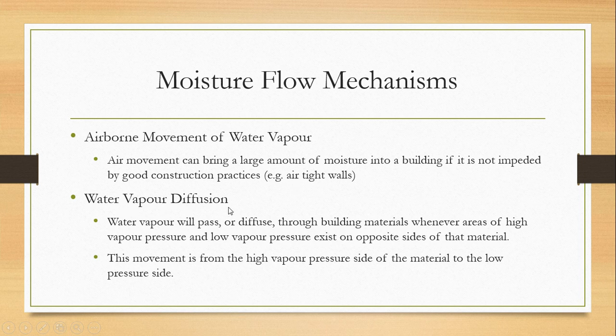And there's water vapor diffusion. So water vapor will pass or diffuse through building materials where areas of high vapor pressure and low vapor pressure exist on either side of the wall or the material. So on one side you have high vapor pressure, and on one side you have low, and remember it always moves from high pressure to low pressure. Alright, especially if you have left those gaps available for the vapor to move through. This movement is from, as we said, high to low.